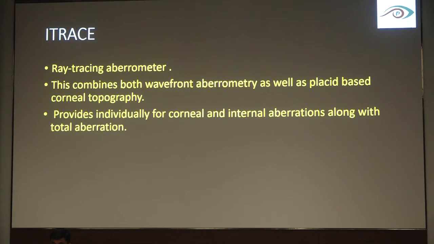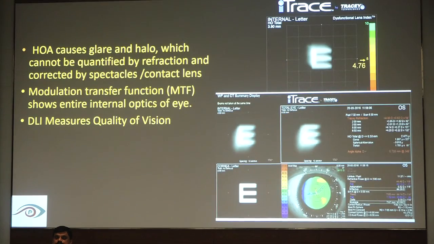Next, coming to iTrace, that's again a ray tracing aberrometer which is going to give you a topography and your wavefront aberrations. When you see the topography map in your iTrace, your higher order aberrations are seen. So you can exactly make out which is more, your coma, your trefoil, what is causing your aberrations to occur.